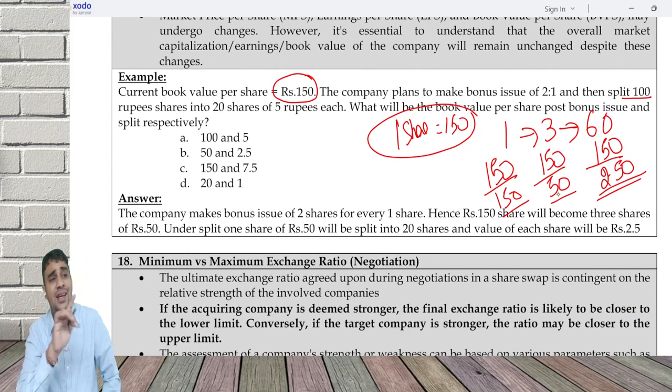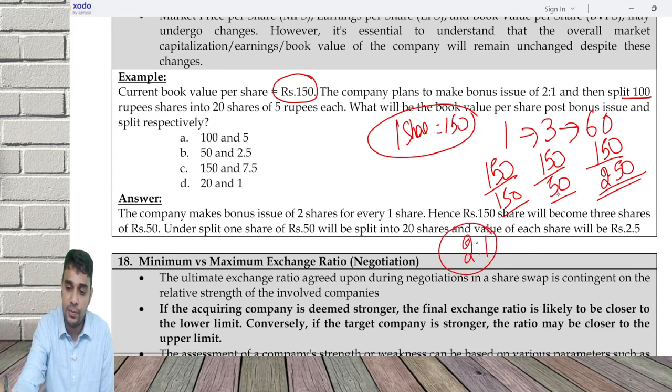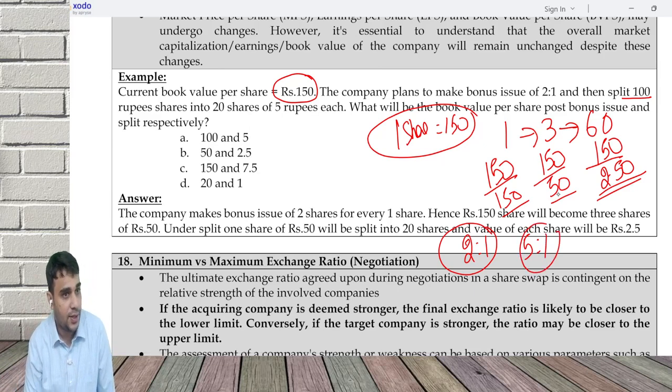Okay, we analyze this minimum and maximum exchange ratio. Minimum is from the point of view of whom? Target company. Maximum is the point of view of the acquiring company. But let's assume I have an option of paying 2:1 or 5:1. You have two options, 2:1 or 5:1. If you are the acquiring company, which one would you want to pay? Please analyze and let me know.